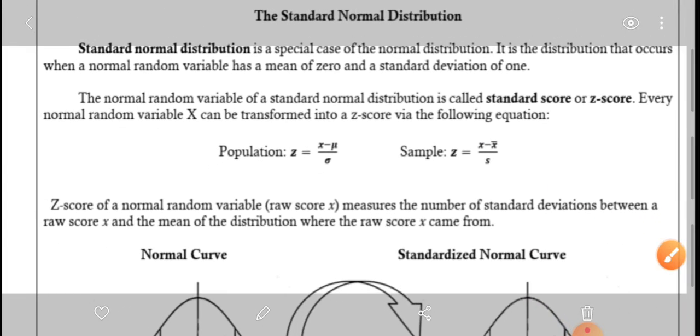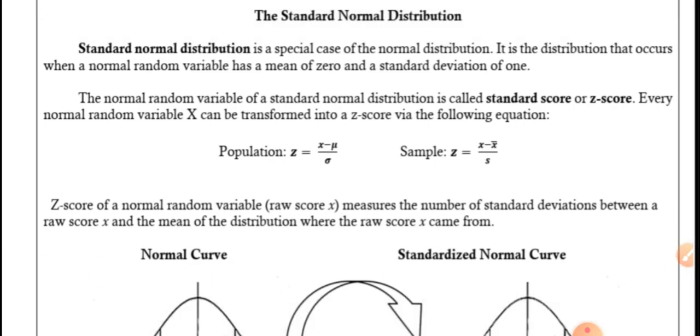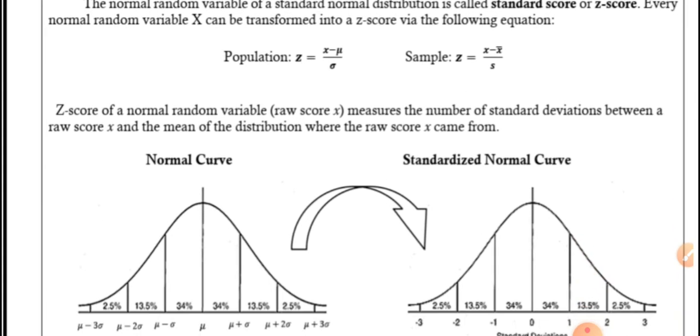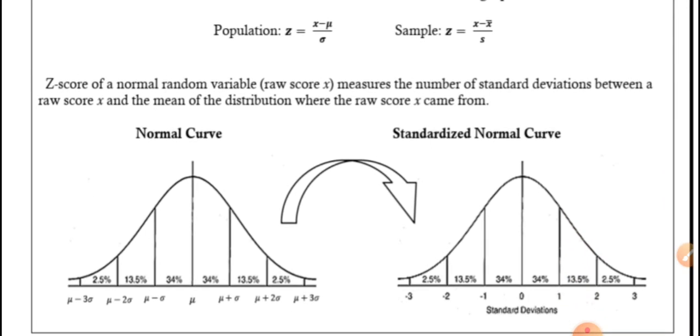Z-score of a normal random variable, raw score x, measures the number of standard deviations between the raw score x and the mean of the distribution where the raw score x came from. Kung mapapansin nyo, meron tayong dalawang representation sa baba. May normal curve tayo at standardized normal curve. Ano yung difference nun? Ipapakita ko sa inyo yung difference ng dalawa.